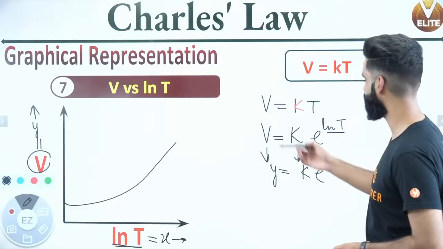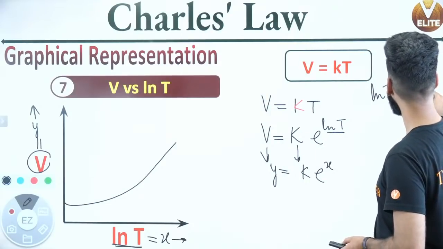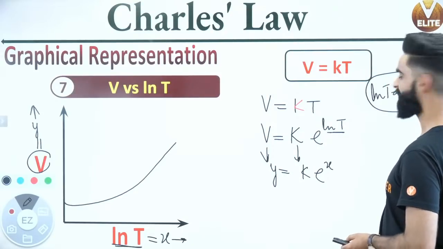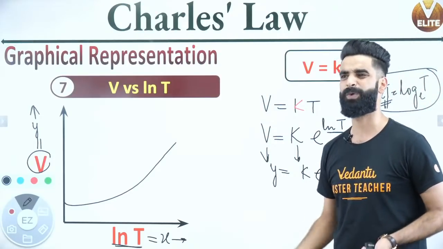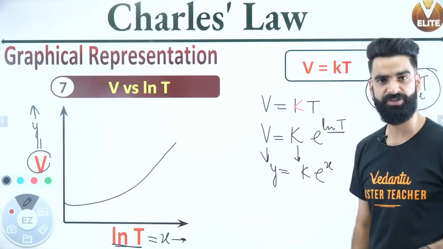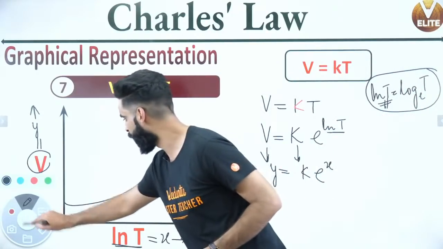Some people are saying, what is ln of t? Ln of t is nothing. Ln of t is basically log of t to the base e. You can write it like this. Log of t to the base e is represented by this ln t. That's it. Very simple. Okay? I'm sure this part is clear to everyone. Let's move on to one more.